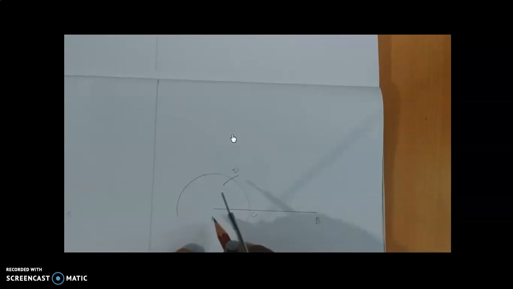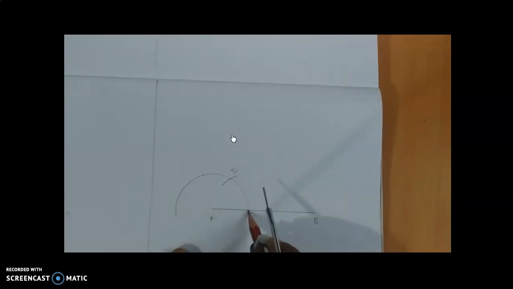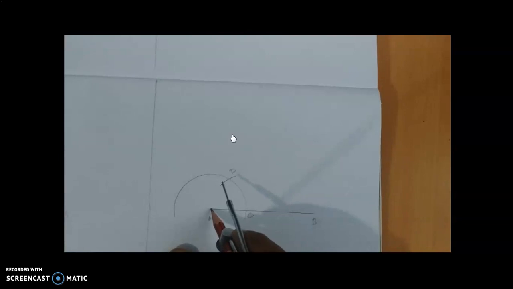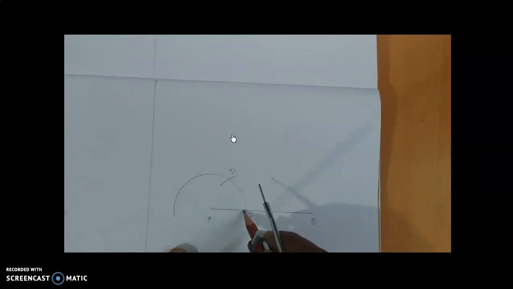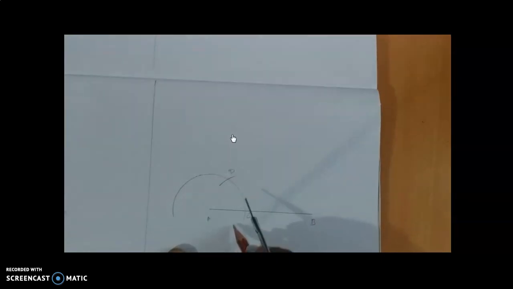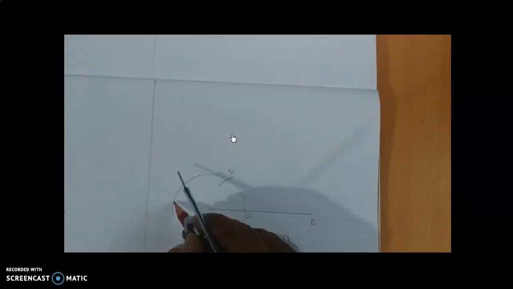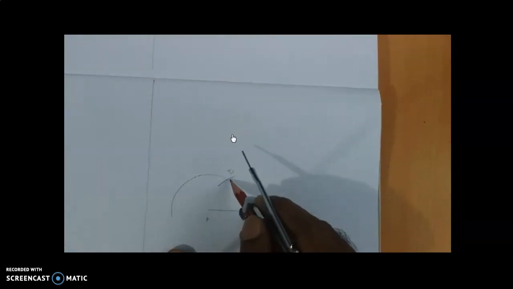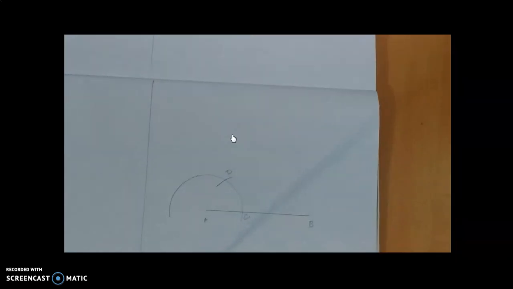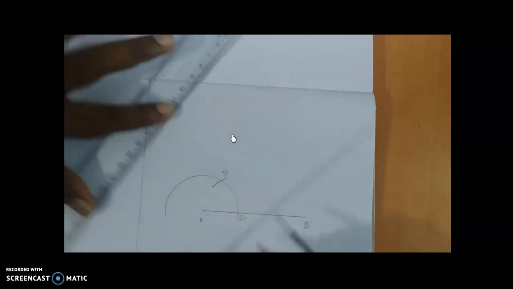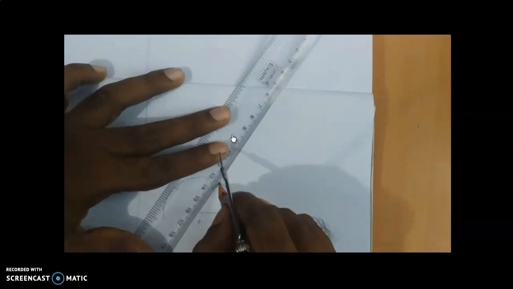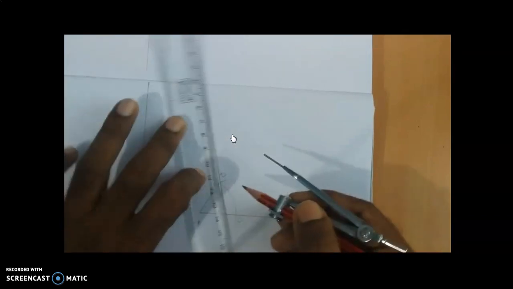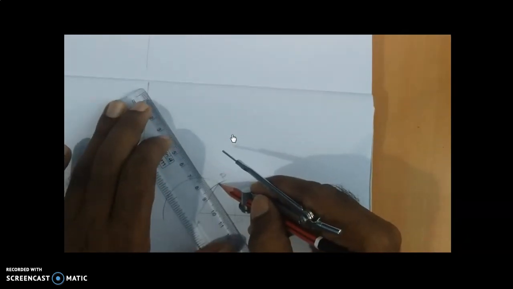And what about the distance from here to here? The distance from here to here is nothing but the distance from here to here, because it is a radius. It is a circle. So if it is a 3 centimeter arc, this one is also 3 centimeter. What about from here to here? The same thing. Now join AD and CD here. So join A, D, and similarly D, C.